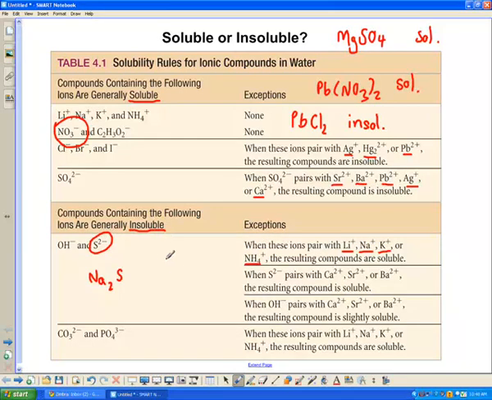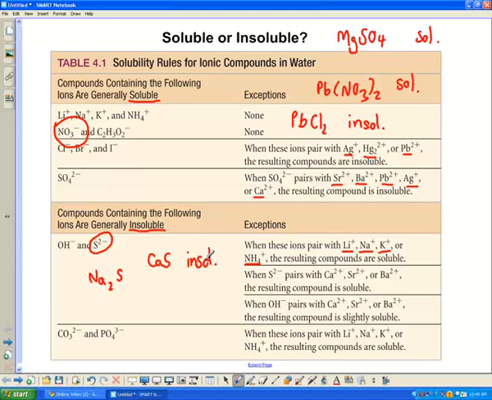If we were to look at something like calcium sulfide instead, we'd see calcium's not listed anywhere here. Sulfide is listed here. And because all these are insoluble apart from this, this, this, and this, that means this one must be insoluble.